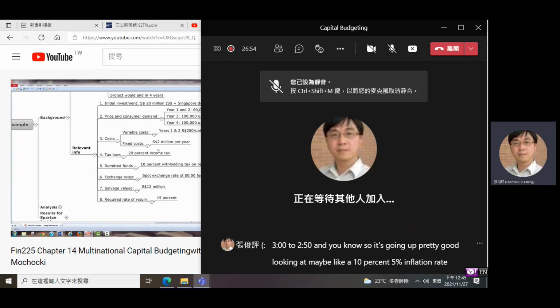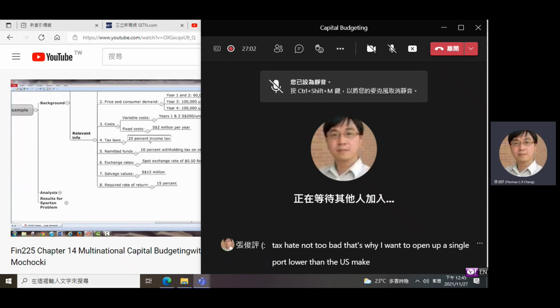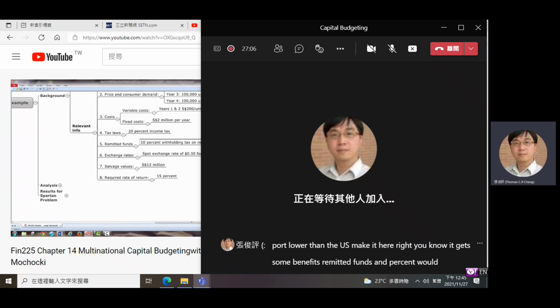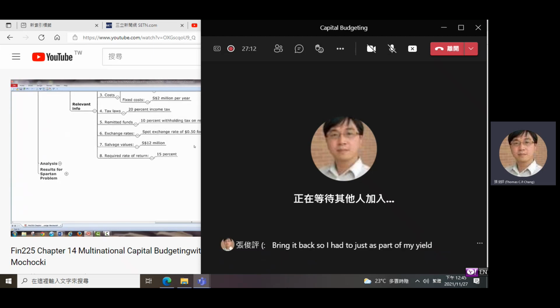Okay, fixed costs, 2 million stays across there. Tax is a 20% income tax. Hey, not too bad. That's why I want to open up in Singapore. Lower it in the U.S., make it here. All right, get some benefits. Remitted funds, a 10% withholding tax on remitted funds. So they're going to tax me on the money I'm bringing back. That's part of my yield, how much I have to pay.